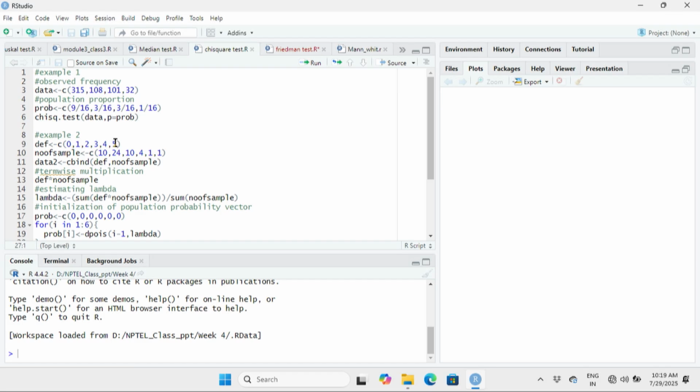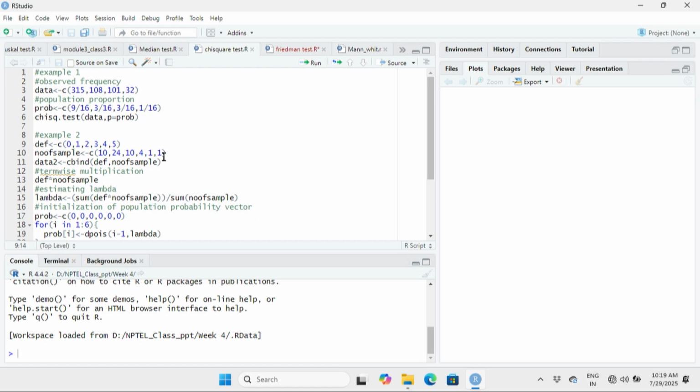These are the number of defectives. I have named that number of defectives by DEF. How many defectives are there? 0, 1, 2, 3, 4, 5. Intentionally I have omitted the 6 or more class because that class doesn't contain any non-zero items. So there are 6 classes. Number of samples under each class is 10, 24, 10, 4, 1, 1. So these are the observed frequencies.